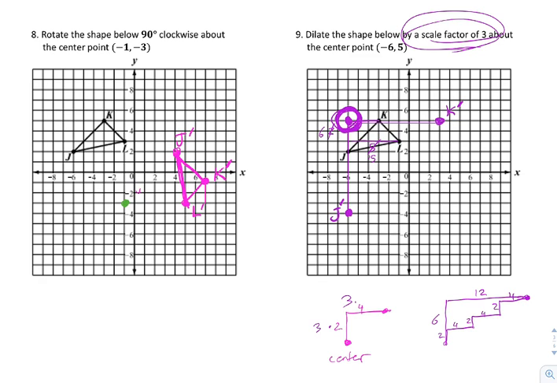And I'm going to go over 1, 2, 3, 4, 5, 6, 7, 8, 9, 10, 11, 12, 13, 14, 15. So I'm out here. Here's my new L prime. Now, an easy way to double check is if I connect my center to my new point, I should go right through my old point.